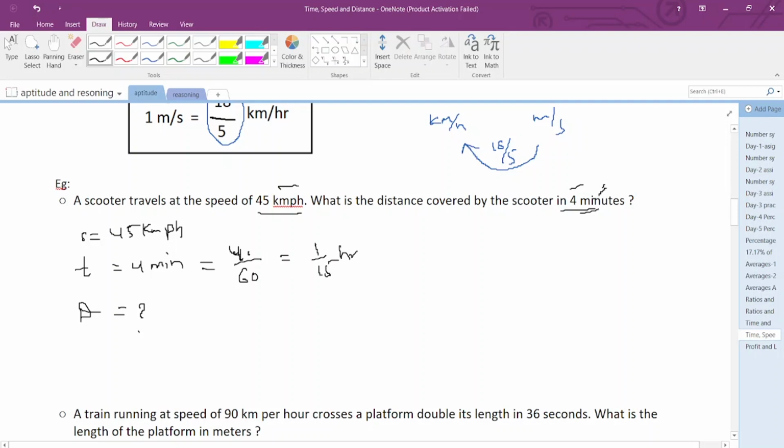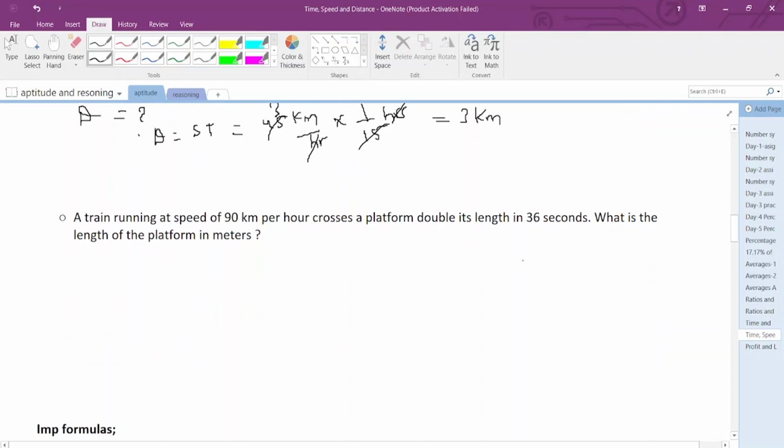Okay, hours. Now time has come, speed has come. What is the distance formula? STD, right? Distance is equal to speed into time, which is equal to 45 kilometers per hour into 1/15 hours. Hour cancels, 15 1s are 15, 15 3s are 45. Distance is equal to 3 kilometers. In this way we have to solve these questions.